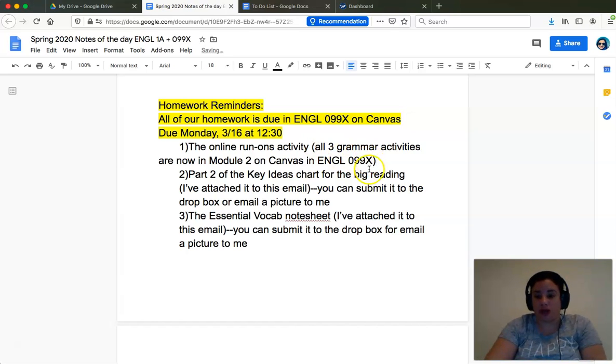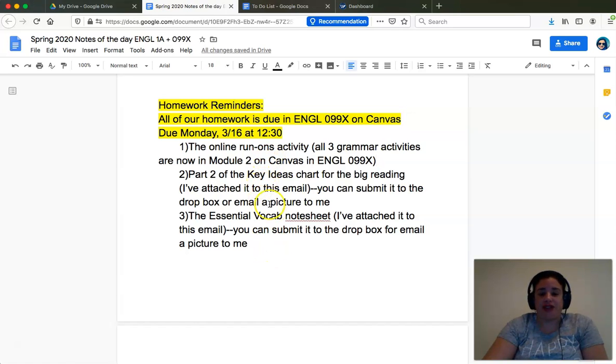You could go ahead and work ahead, especially if you have the trial access, you may want to work ahead of the deadlines. But the first one that is due is the run-ons activity, and most of you have completed this, but if you haven't, make sure that you go ahead and finish it. And you do want to make sure you keep retrying the questions until you get to 100%.